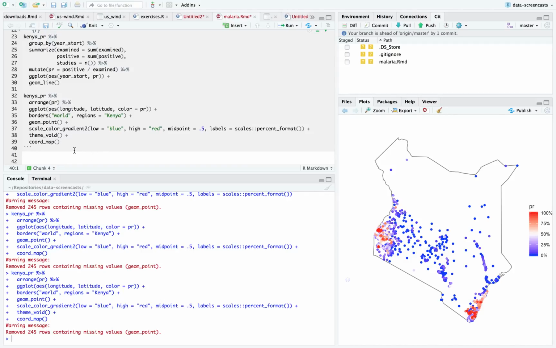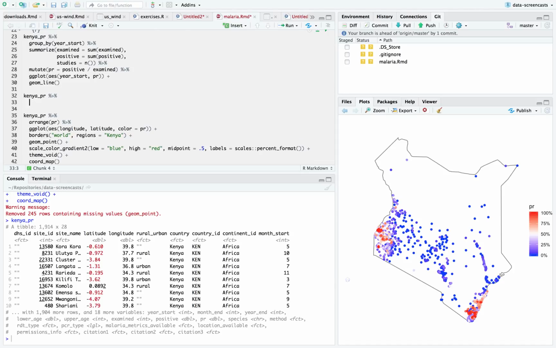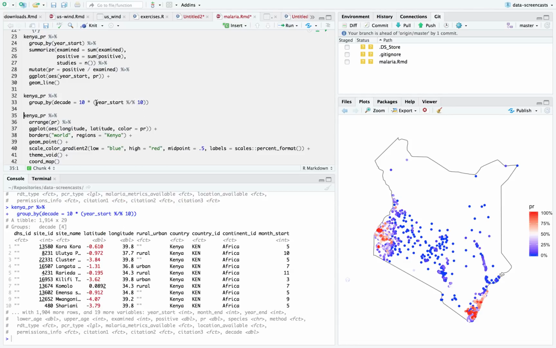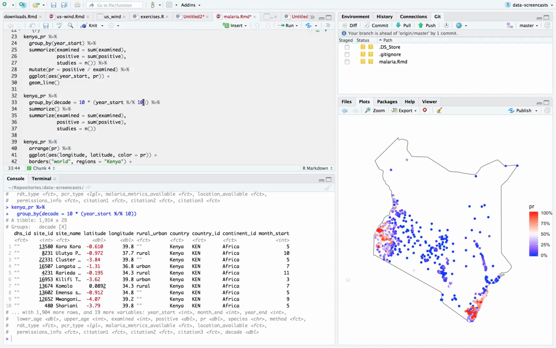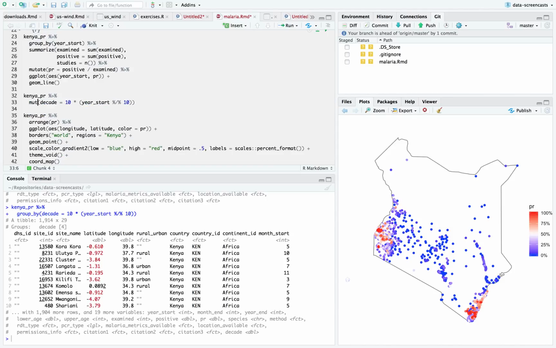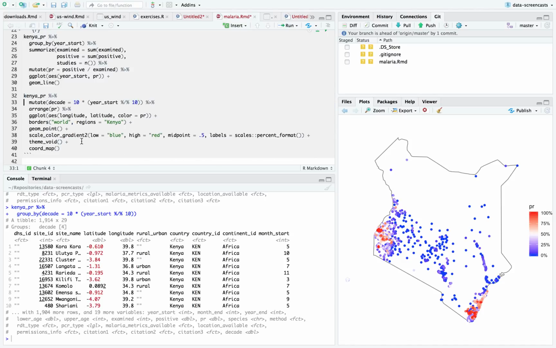My thinking is let's look by decade. Let's aggregate this by decade first. So if I say here's Kenya PR and I say group by decade equals year start, what I can do is this is dividing by 10 and then truncating to the nearest integer. So this will say drop it to the nearest 10. So 1989 will become 1980, 92 will become 90. And at that point, I can do my summarize. I'm also going to need to... I'm actually not going to summarize the data. I'm just going to divide it. I'm going to add this mutate by decade, and then I'm going to facet by it.